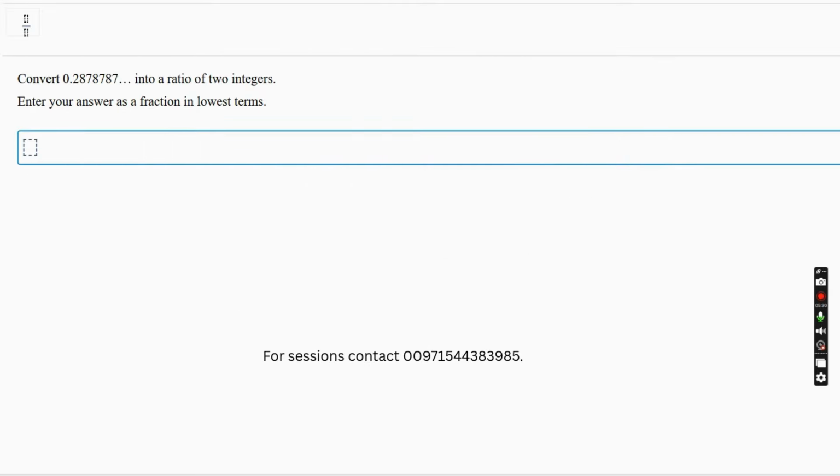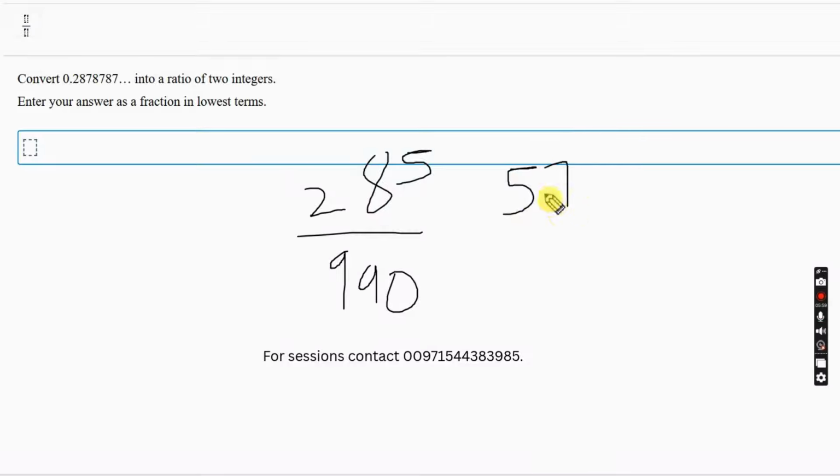Let me remove all of this and write 285 over 990. Now, again, what can you see here? You can divide this by 5. Why can you divide this by 5? Because 285 ends in 5 and 990 ends in 0. This is the rule of divisibility by 5, and you can always do this. Let's try it. 285 divided by 5 gives you 57, and 990 divided by 5 gives you 198.